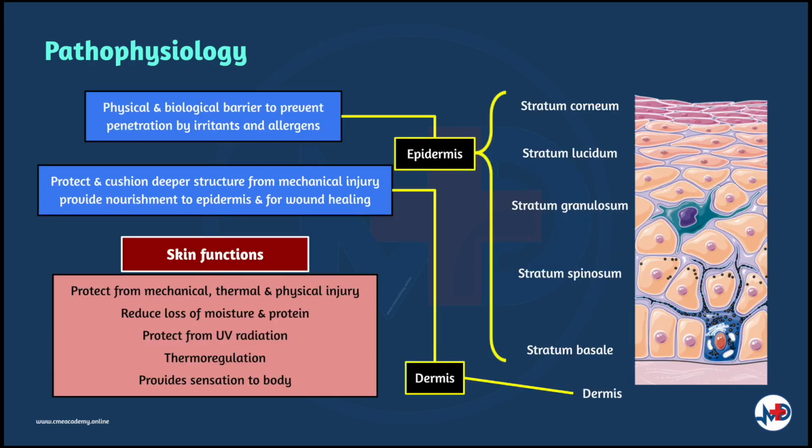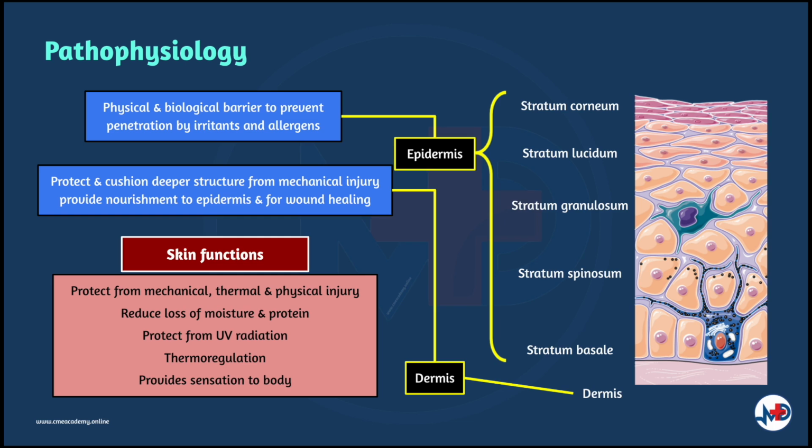Our skin is made out of epidermis and dermis. The epidermis consists of stratified squamous epithelium, which are the keratinocytes in progressive stages of differentiation. Layers of epidermis are stratum corneum, the absorptive layer, stratum lucidum, which is only found in thick skin, stratum granulosum, also known as the granular layer, stratum spinosum, the prickle layer, and germinative cell layer known as the stratum basale. Epidermis functions as a physical and biological barrier to prevent penetration by irritants and allergens.